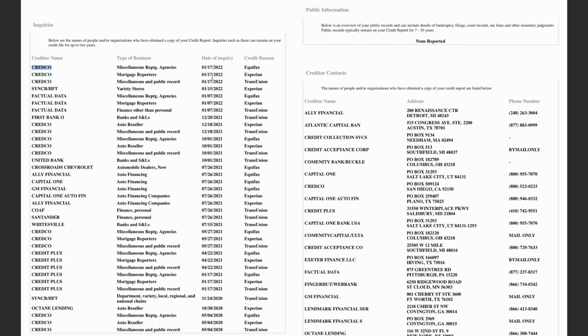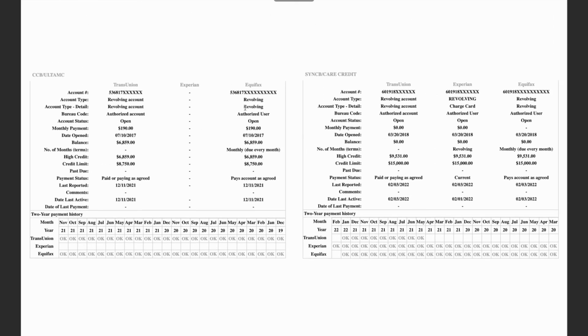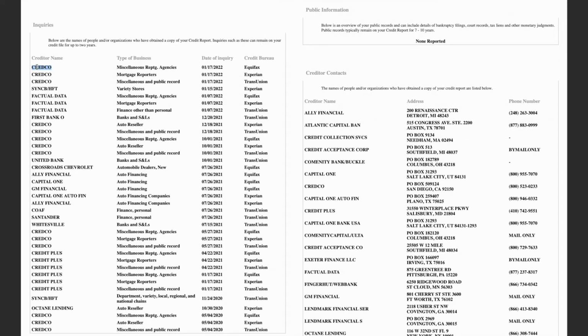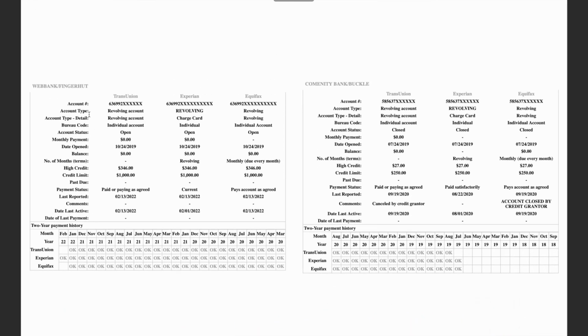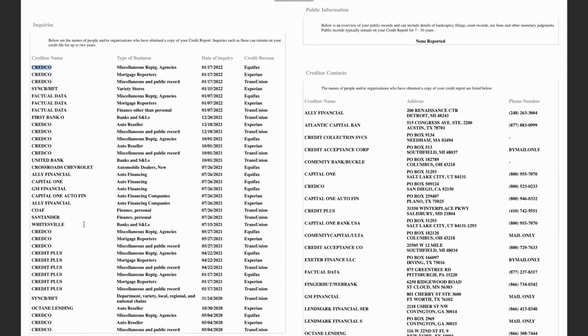Now, here goes another tip. You can get inquiries removed before the 2 year mark, but be careful with these. So, for instance, Credco doesn't show up on this person's credit report at all. When it comes to inquiries, you want to only remove the ones that aren't associated with an account on your credit report. So, let's see if I can find one. Web bank, Fingerhut.